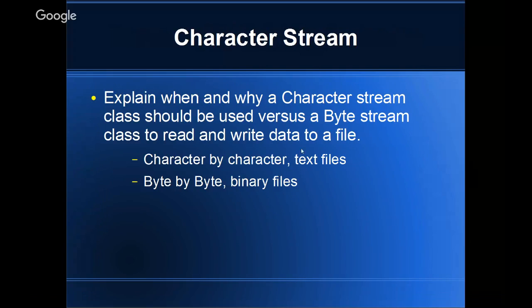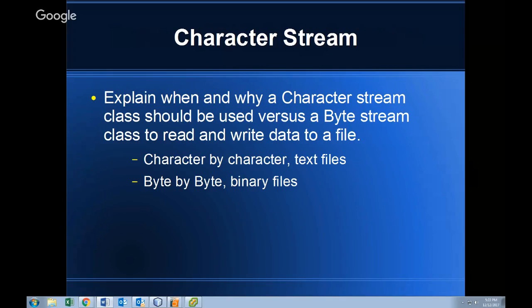So moving on to the character stream. Let's explain when and why a character stream class should be used versus a byte stream class, and how to read and write the data to the file. A character stream automatically allows you to read and write the data from character to character, for example using something like FileReader or FileWriter. Character streams are used to read from a source and write to a destination. Byte streams process the data byte by byte, for example FileInputStream and FileOutputStream.